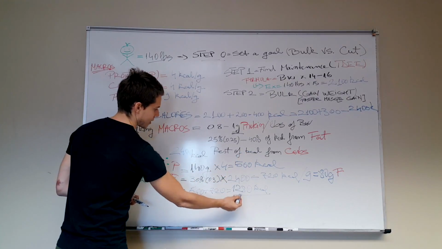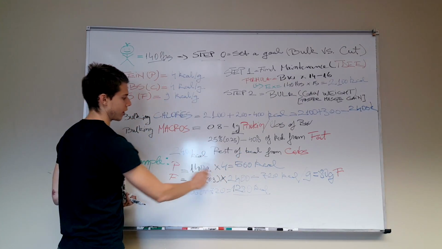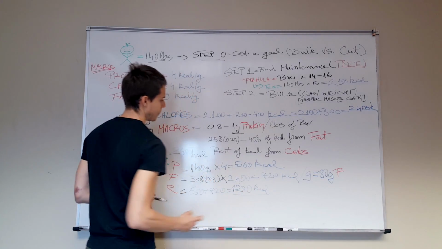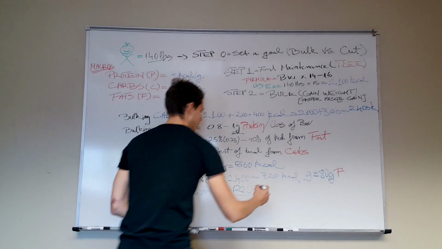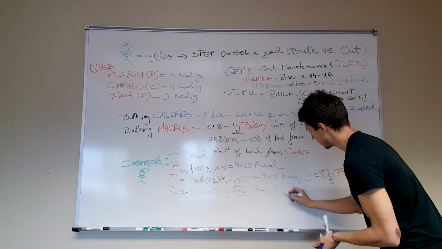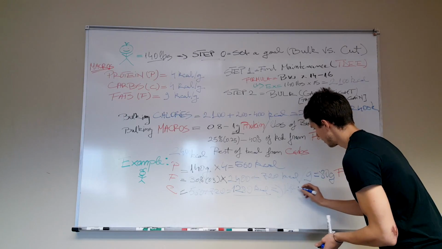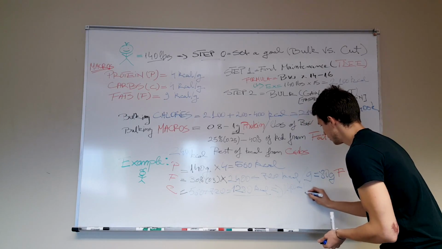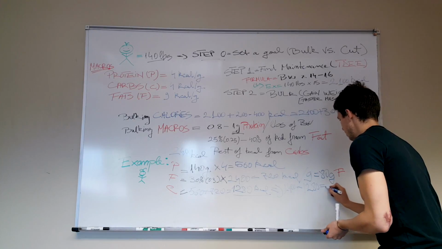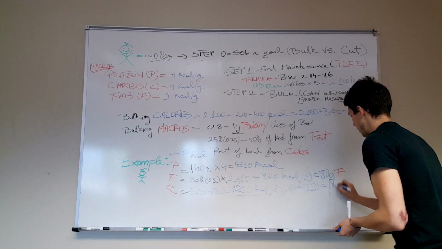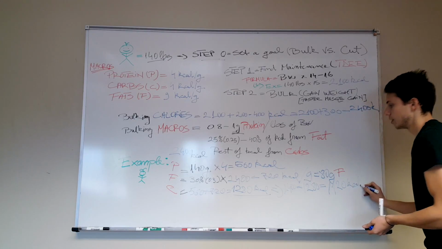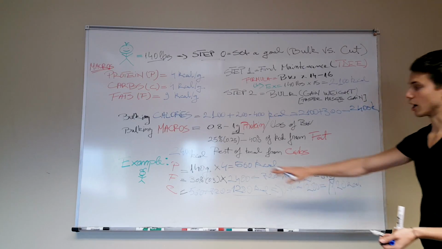We are going to subtract from the total, from the 2,400, the 1,280 calories. So we're going to do 2,400 minus 1,280, which is going to give us 1,120 calories that are going to be allocated to carbs.